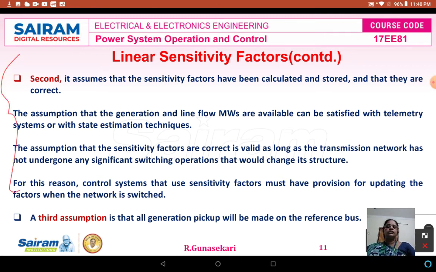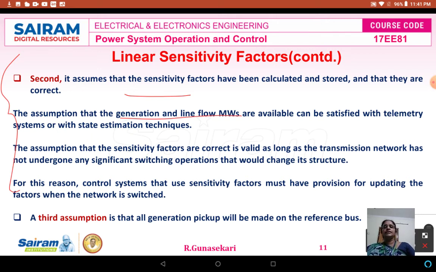The second assumption is that the sensitivity factors have been calculated and stored, and that they are correct. That means the generation and line flow megawatts are available, which can be satisfied with the telemetry systems or with power system state estimation techniques. The sensitivity factors being correct is valid as long as the transmission network has not undergone any significant switching operation that would change its structure.